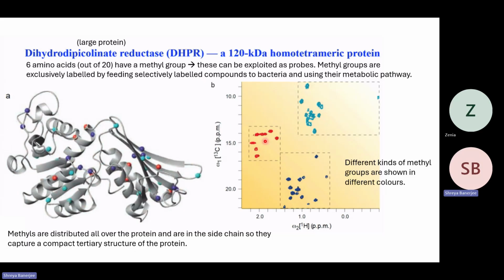Here, different methyl groups are shown in different colors. And this is also an HSQC spectrum, 1H-13C, because we are looking at methyl groups. So from this, we can get an idea of the structure of the protein. Since the methyl groups are more or less distributed all over the protein, getting an idea of the position of the methyl groups will give an idea of the structure of the protein.